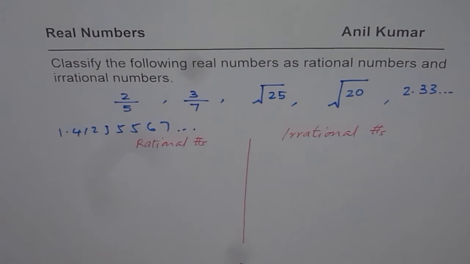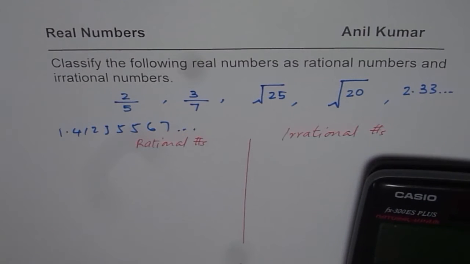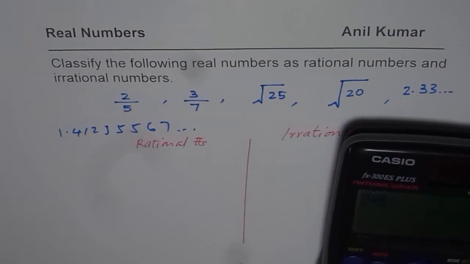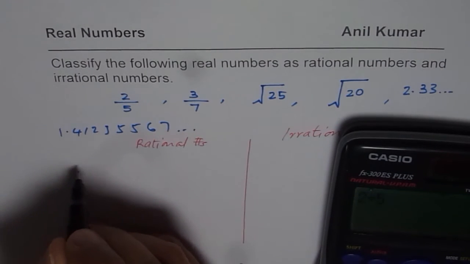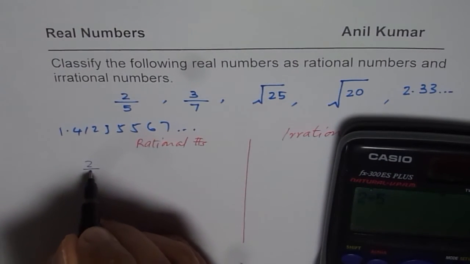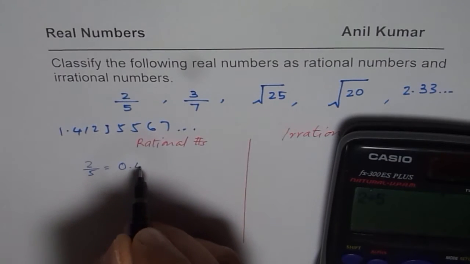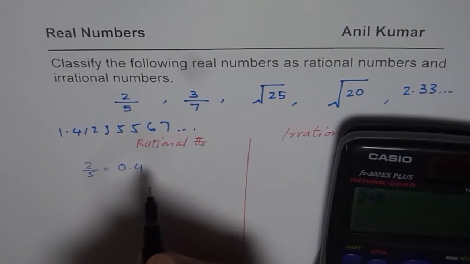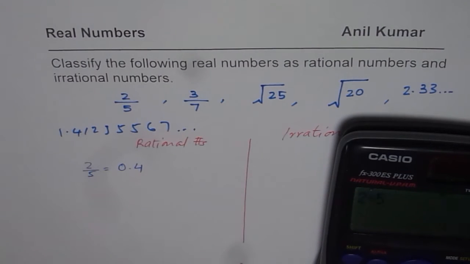The first one here is 2 over 5. If I write it as a decimal number, what do I get? 2 divided by 5 is equal to, in decimals, 0.4. Since 2 divided by 5 is equal to 0.4, it could be written as a decimal number, so it is a rational number. How about 3 over 7?